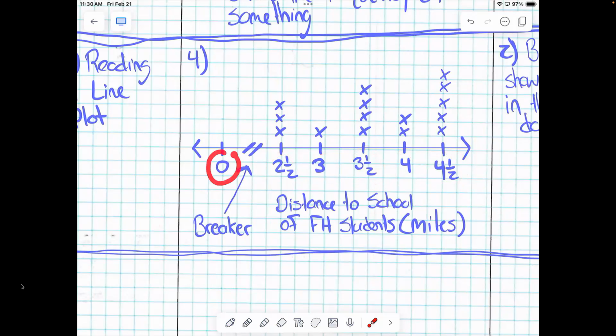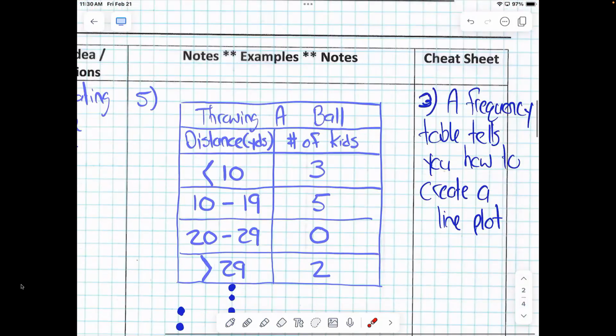Is the interval between 0 and 2.5 the same as what we just talked about? No. Is it okay to have different intervals if we have this thing in between them? What's that called again? Breaker. It basically breaks the pattern, right? You can break the pattern as long as you show that. Otherwise, you can't break the pattern on a graph unless you have that breaker.